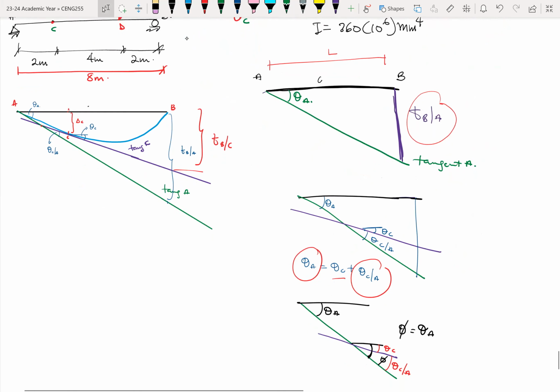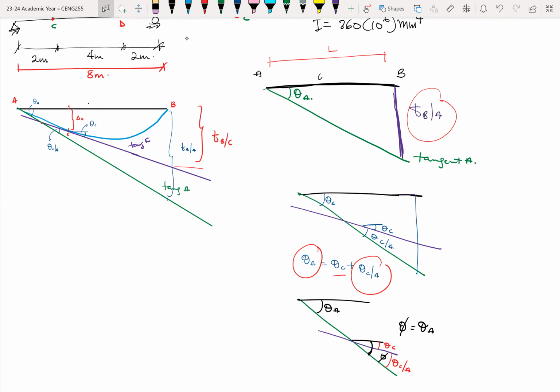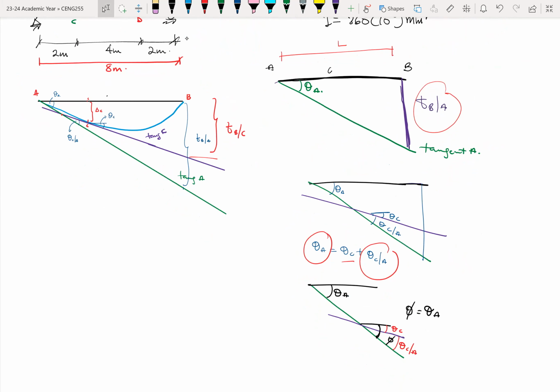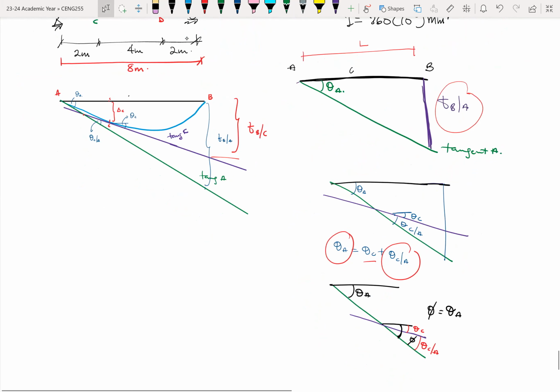So going back here, I need to find theta A. To find theta A, you first need to find TBA. Can I finish this in 4 minutes? I doubt it. Okay. So theta A is equal to theta C plus theta CA. So that means theta C is equal to theta A minus theta CA.